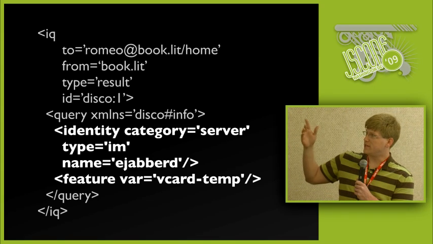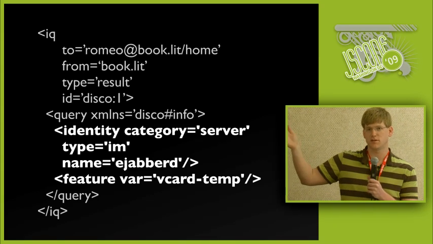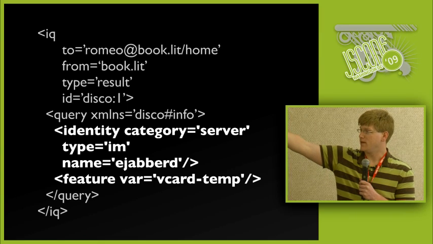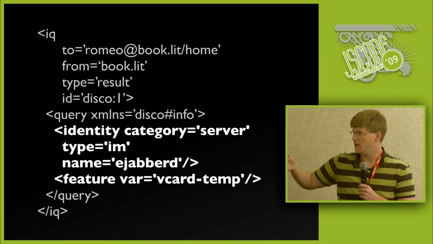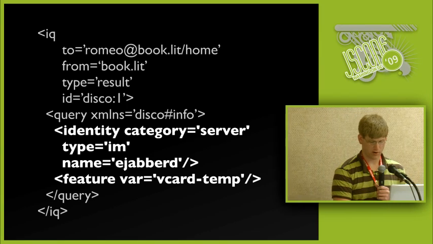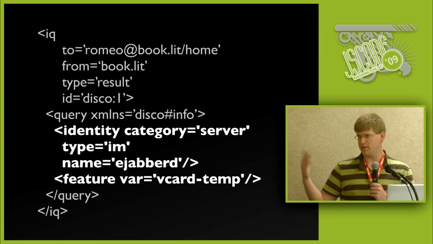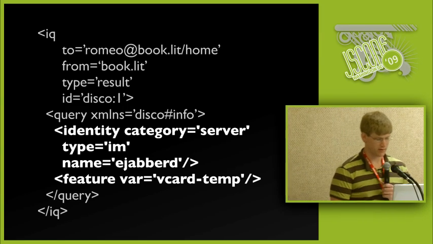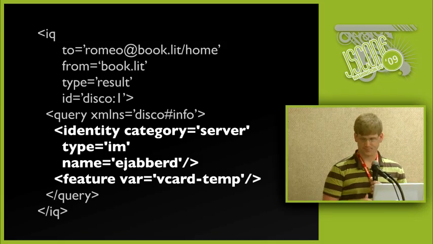So we did a service discovery query, and this is the service discovery result. It's telling us about the identity of this thing, an eJabberD server, and it has these features, and usually there will be a giant list of these for an XMPP server. Various different objects on the XMPP network will respond to service discovery queries with different things.